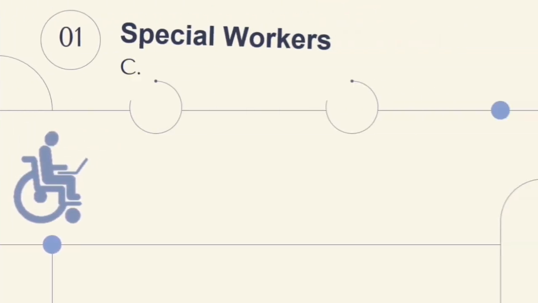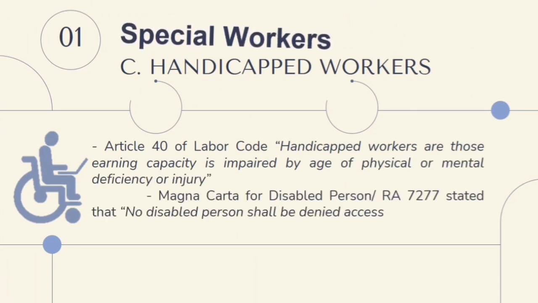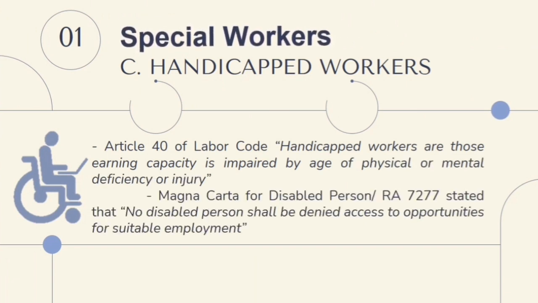Then the third one, class, is that of the handicapped workers. According to Article 80 of the Labor Code, handicapped workers are those whose earning capacity is impaired by age or physical or mental deficiency or injury. This is supported by the Magna Carta for Disabled Persons or Republic Act 7277 that provides that no disabled person shall be denied access to opportunities for suitable employment.